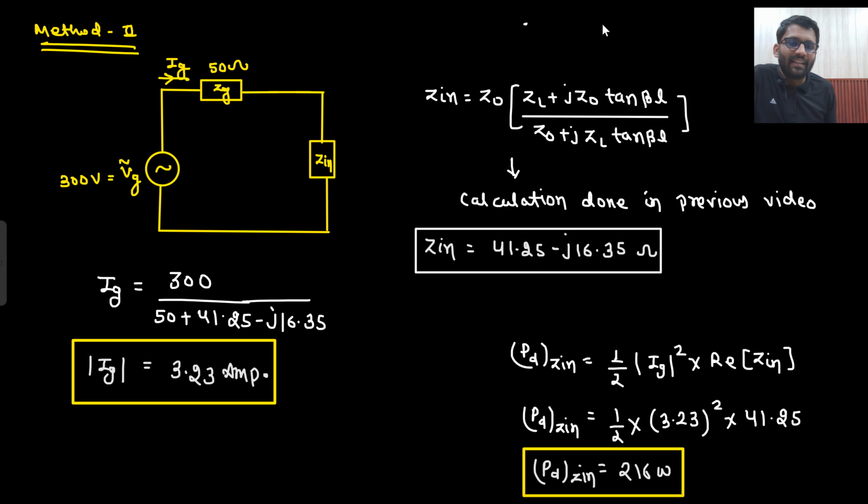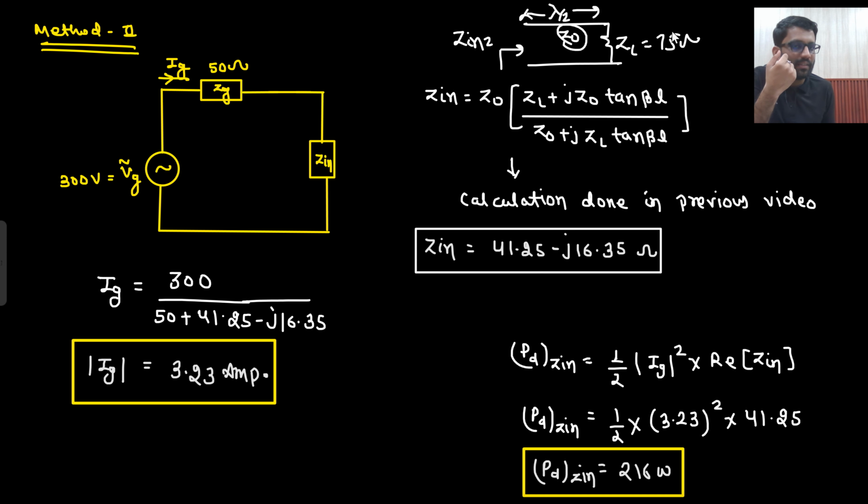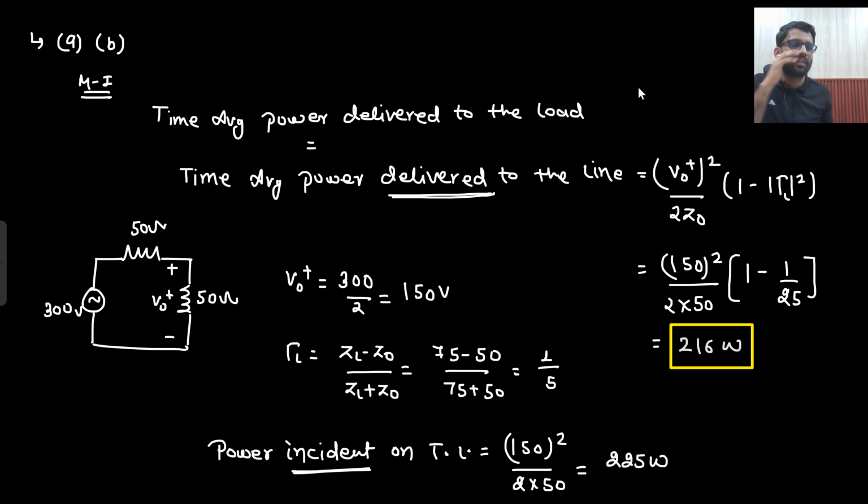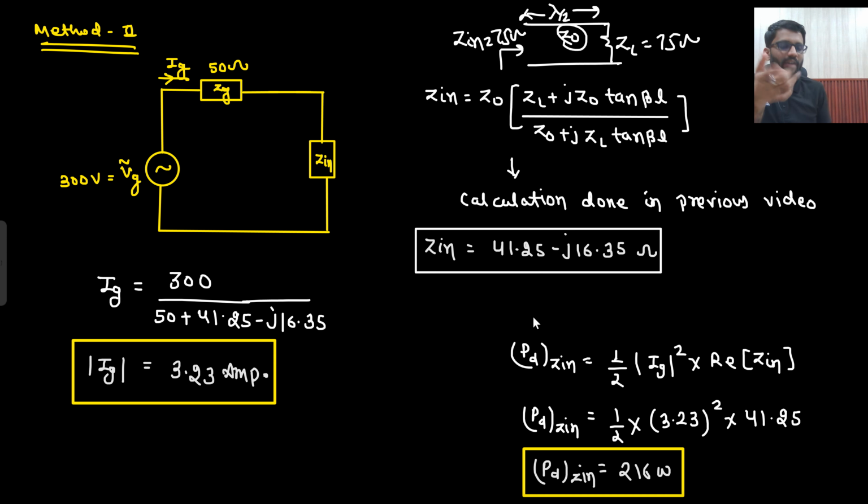But let's just say this is my lambda by 2 line, and my load is some ZL, 75 ohm. I'm not giving you the Z naught value. Then can you find Z in? Yes, you can find Z in, because for a lambda by 2 line, this ZL will be transferred here. So Z in will be 75 ohm. If you can find Z in, then you can do all these calculations. But if you don't have the Z naught value, then there is no chance that you can do this calculation. So there you will need to apply this formula.